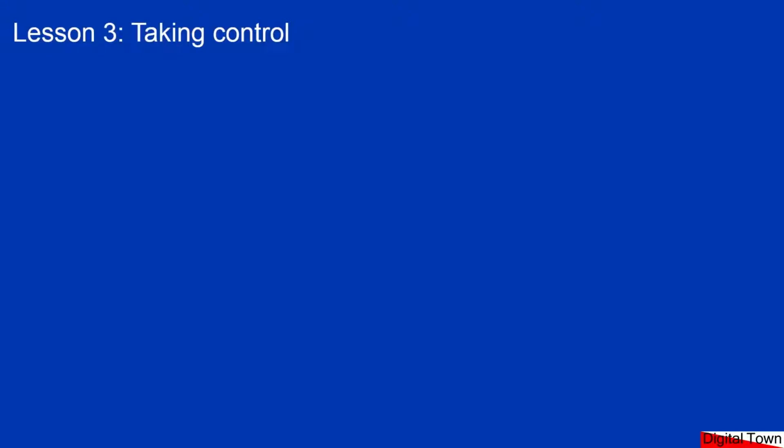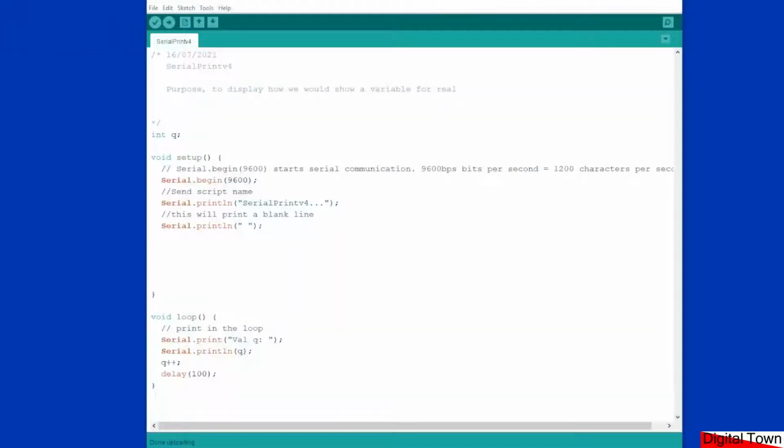Welcome to lesson 3, and in this lesson we're going to start to learn to take control of our program. Now, if you did the last lesson, we ended up using the main loop, and we were printing out the value of Q, and then the value of Q was being increased. We waited a very short period of time, and then we did it all again.